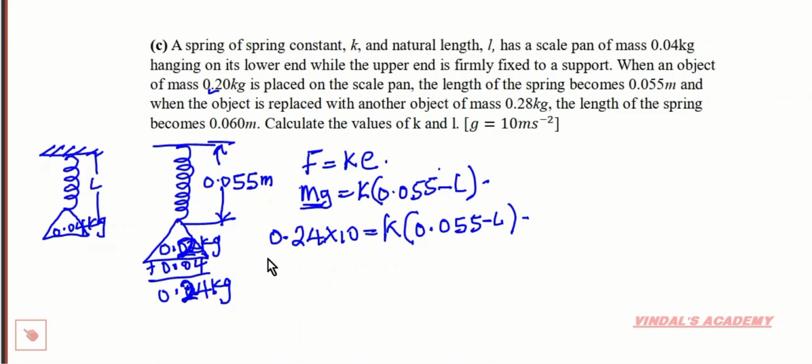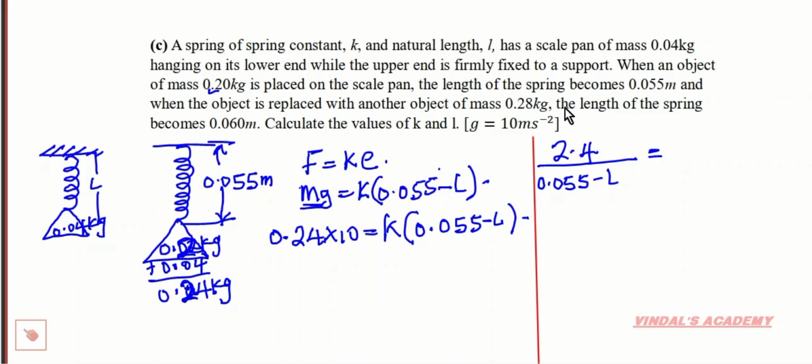Now, I have finished this. It's just like I'm doing my derivative. I will just go straight to tell you how I'm going to analyze this, because I won't repeat what I have done. The first one is going to be that K is equal to 0.24 times 10 all over 0.055 minus L. The second thing is this, look at the next thing.